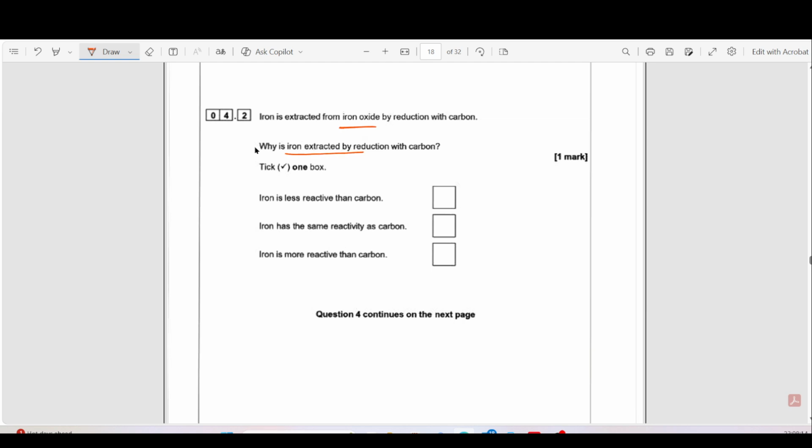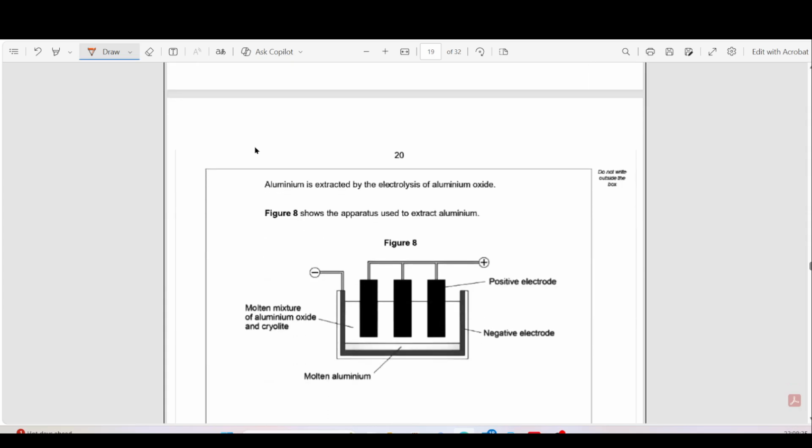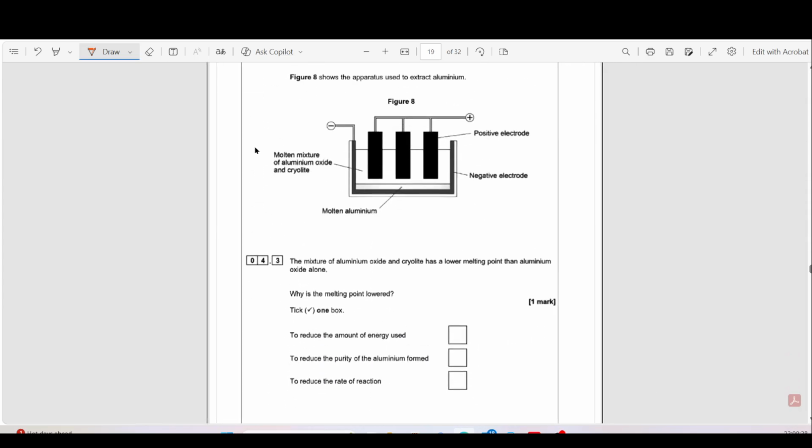Why is iron extracted by reduction with carbon? Because iron is less reactive than carbon. In a chemical reaction, a more reactive element can displace a less reactive one from its compound. Because carbon is more reactive than iron, it can successfully remove oxygen from iron to leave behind pure iron, and this is called reduction.